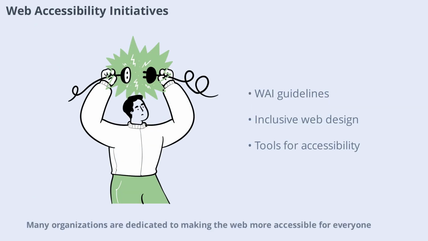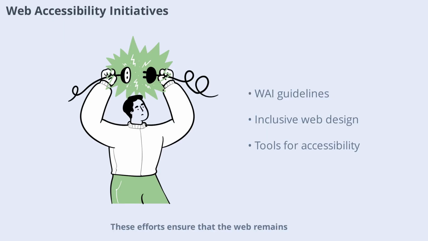Many organizations are dedicated to making the web more accessible for everyone. Initiatives like the Web Accessibility Initiative, WAI, develop guidelines and tools to help designers and developers create inclusive websites. These efforts ensure that the web remains open and usable for people of all abilities.